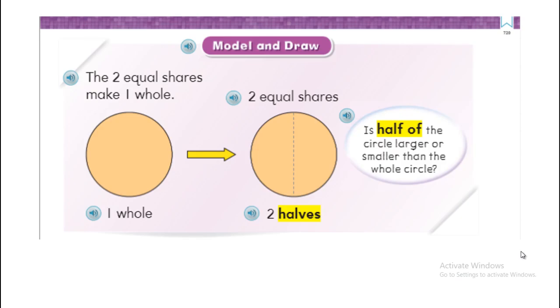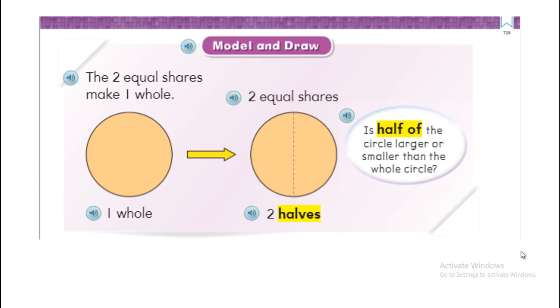Open the next page. The two equal shares make one whole. So when you have a whole circle and you cut it into two equal shares, that means you cut it in half. And you have now two halves. Because they are two, they are plural, they are more than one, so we call them halves.